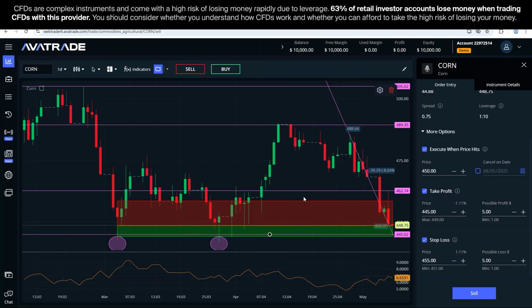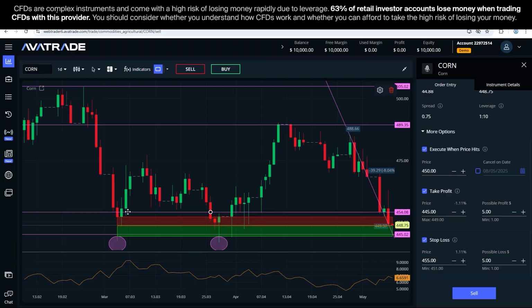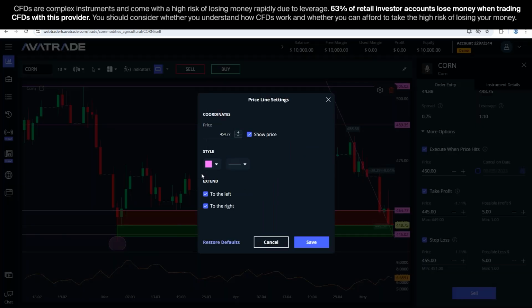Okay, and the loss area as well, we're going to adjust it. So from 450 to 455. Great. And now again, we're looking at the same ratio, which we are going to work on. We'll paint it in red.